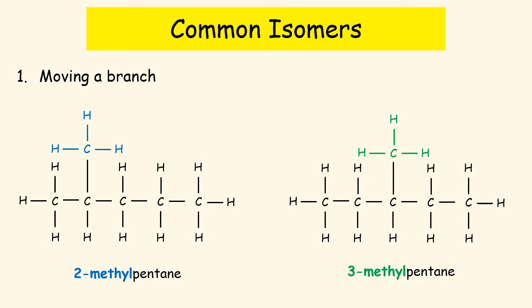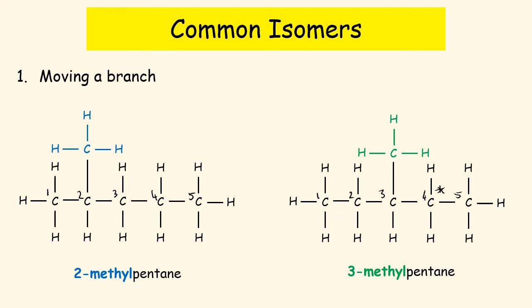So the first type of common isomer is just moving a branch. So if we label this chain from left to right, we can see that we have 5 carbons, and the branch on the left-hand side is on carbon number 2, which makes it 2-methylpentane. The branch on the right is on carbon number 3, and that's 3-methylpentane.